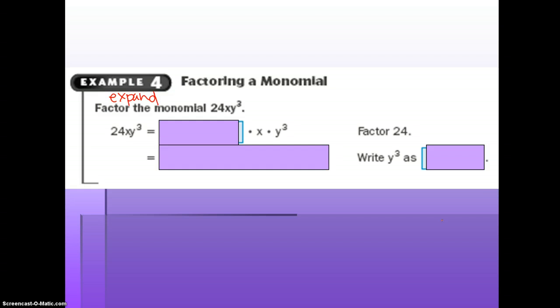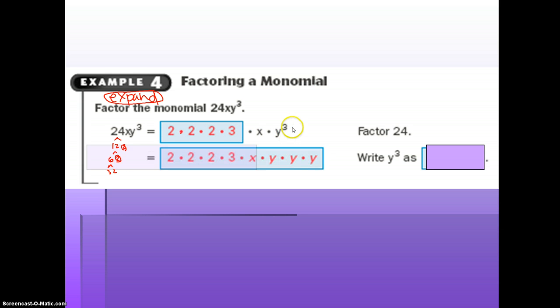For example 4, we're going to factor a monomial. To factor a monomial, it's actually expanding the monomial. So you make a factor tree of your number. You can see we have 3 2's and a 3. Again, multiplication in between there. An x and 3 y's. We are going to expand that exponent of 3 y's. This is factoring the monomial.